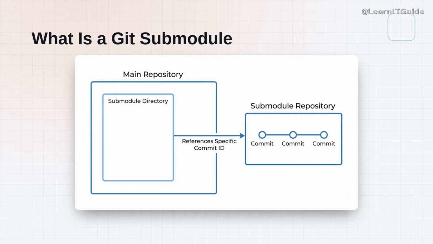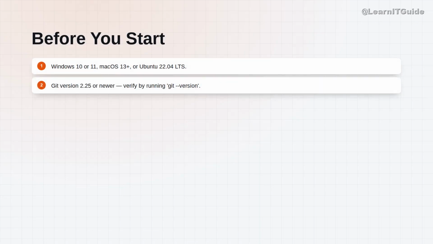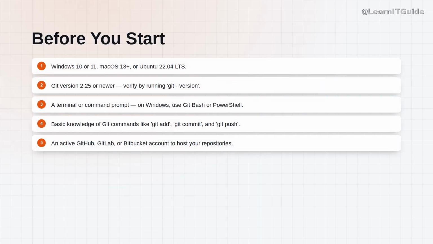So what is a Git submodule? Really, it is a feature that allows you to keep a Git repository as a subdirectory of another Git repository. It is like having a bookmark in a book that points to a specific page in a different book. If the author updates the second book, your bookmark stays right where you put it until you explicitly decide to move it. This gives you granular control over dependencies, ensuring that your project stays locked to a specific stable version of external code.